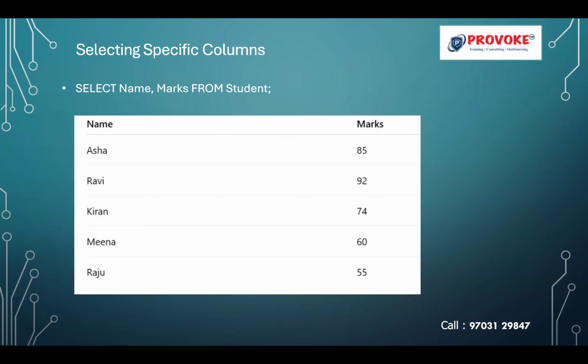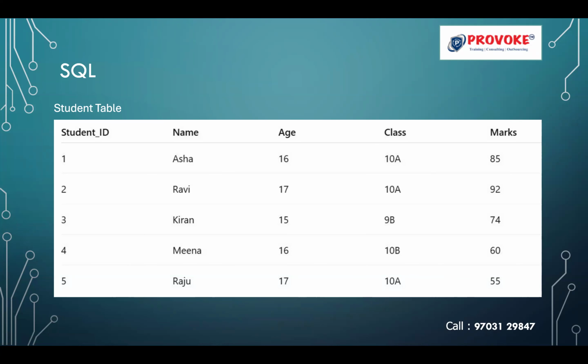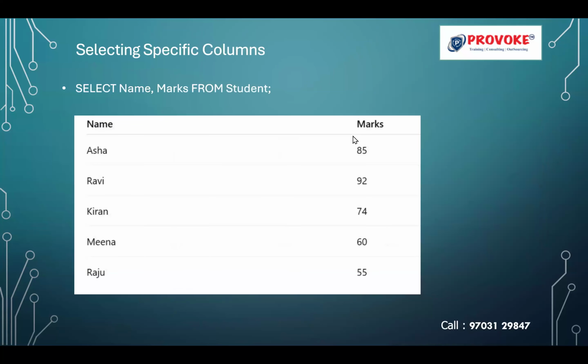Now, how should I select 2 columns from this table? If I give select star from student, it is going to pick all the columns: student ID, name, age, class, and marks. It is going to pick all 5 columns from this table. But when I give select name, comma, marks from student, it is going to select only 2 columns.